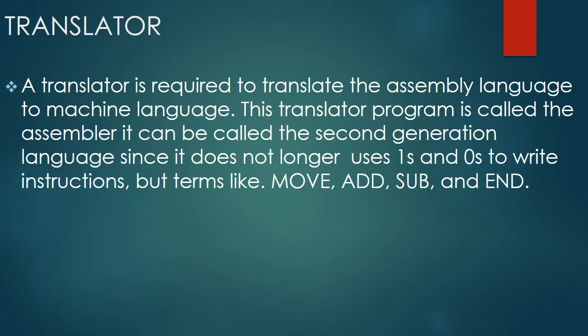Since we said that low-level languages are closer to the computer hardware, they only understand binary notation, which is 1 and 0. Due to innovation, they have now improved, so they provided an assembler so that individuals will be able to understand them, which we can see in examples like move, add, sub, and end, and so on.